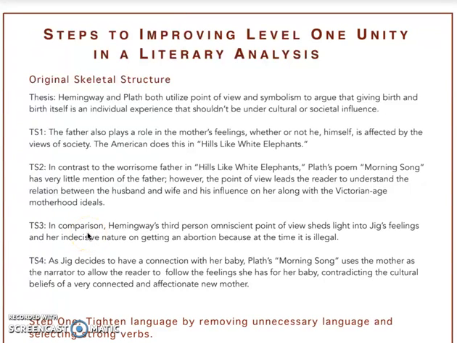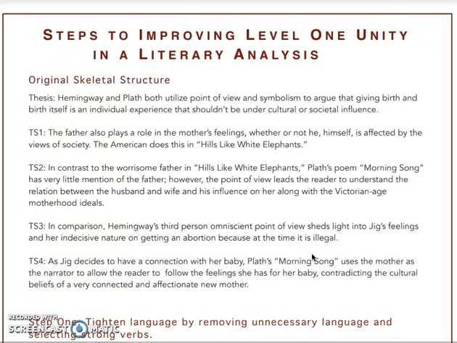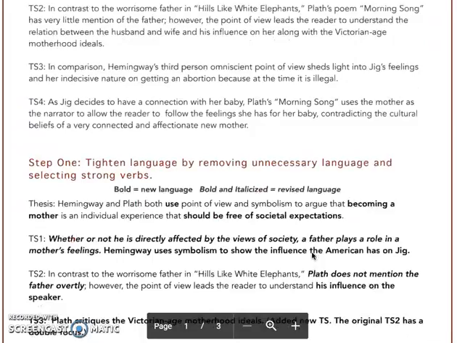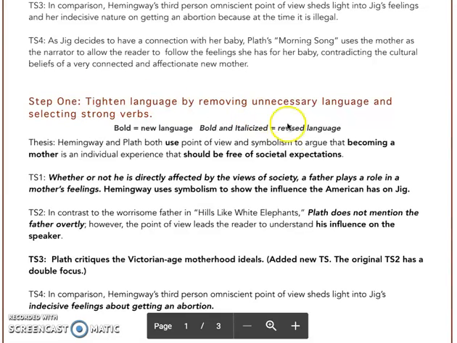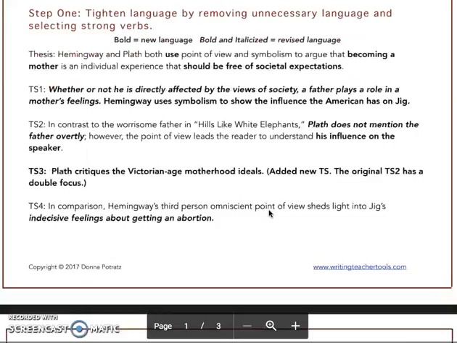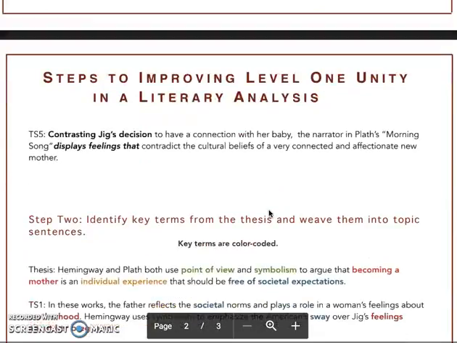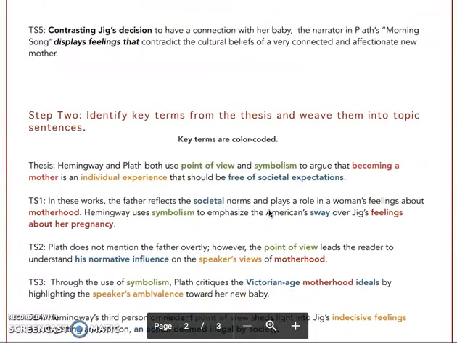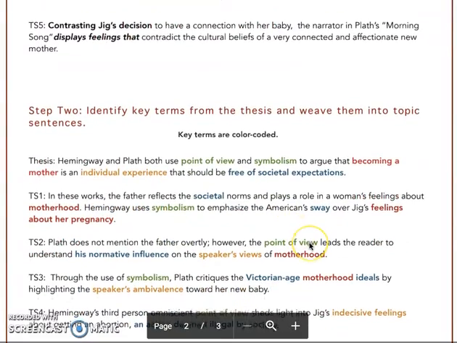And I wanted to show the student how we could think about level 1 Unity to really improve some of the really great insights that she had here. So I broke it down into 3 steps. Step 1, I'll just show you this really quick. What we would do, step 1, is tighten our language and get rid of all that cluttery language, any unnecessary language, and select strong verbs. Step 2, we would find those key terms from the thesis and weave them into our topic sentences.